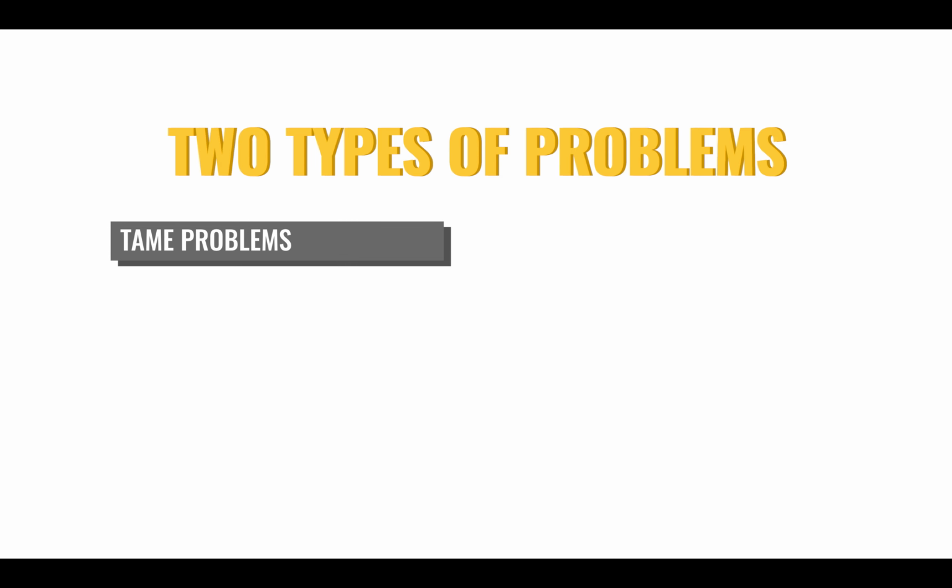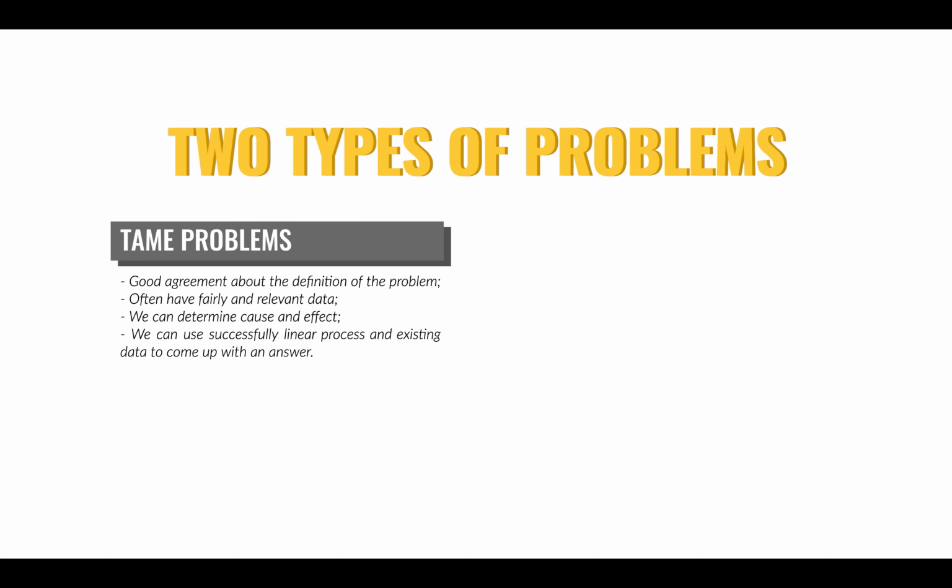I bet you know this type of problem because these are the problems in which we have a good agreement about the definition of the problem. Often we have fairly relevant data to solve this specific problem. We can have clear the cause and the effect, and we can successfully use a linear process and existing data to come up with an answer. So basically, we understand how to solve this problem and it's clear how to solve it.